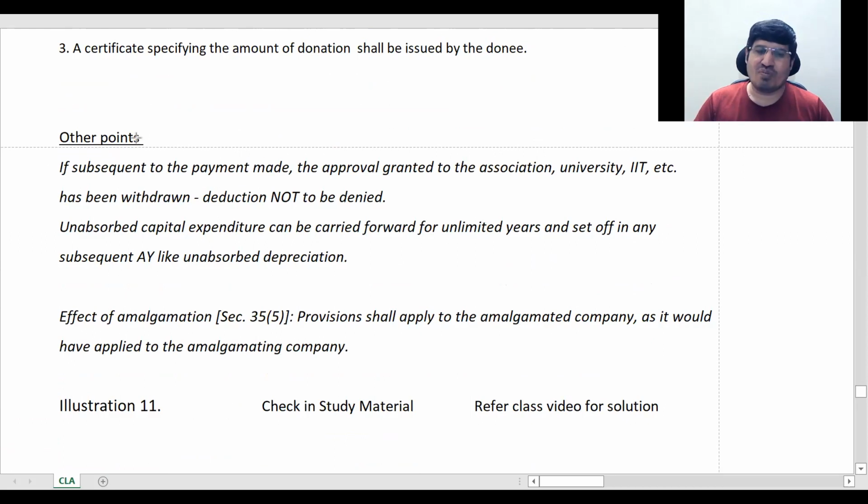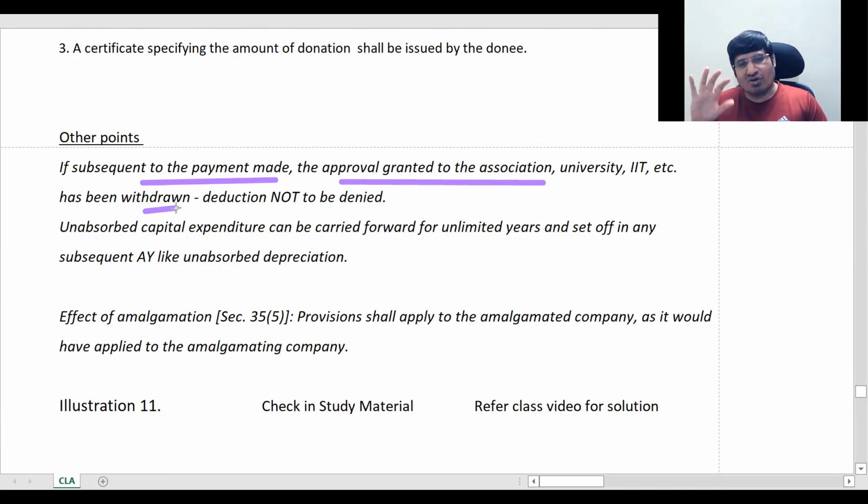Okay, some small points here: if you have made the payment, and after that the approval to the association is taken off, then withdrawn. When you gave the donation, approval was there. After say 2 months, the approval has gone. What will happen to your money? Your deduction will continue to be there, so your deduction cannot be denied. वो याद रखना है.